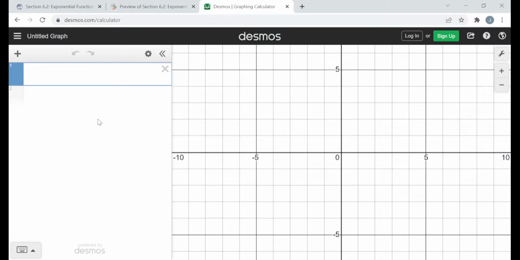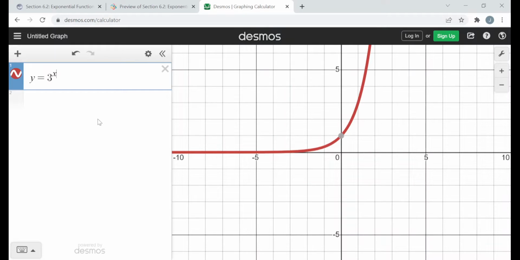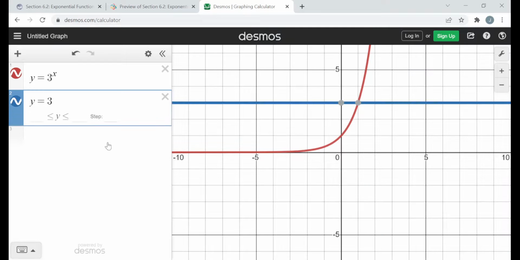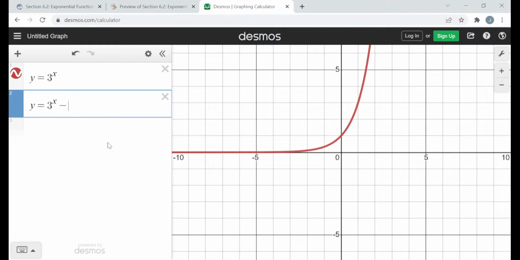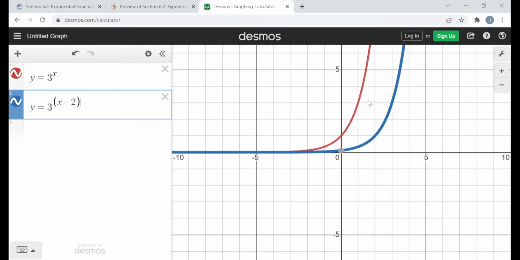So this is that free online graphing calculator at desmos.com. Here's y equals 3 to the x that I showed you. There's 0, 1, here's 1, 3, and so on. If I just replace x with x minus 2, make sure the minus 2 is in the power, you see the blue graph that just came up, or whatever color you see. Every point on the blue graph is just the point on the red graph moved to the right 2 units.